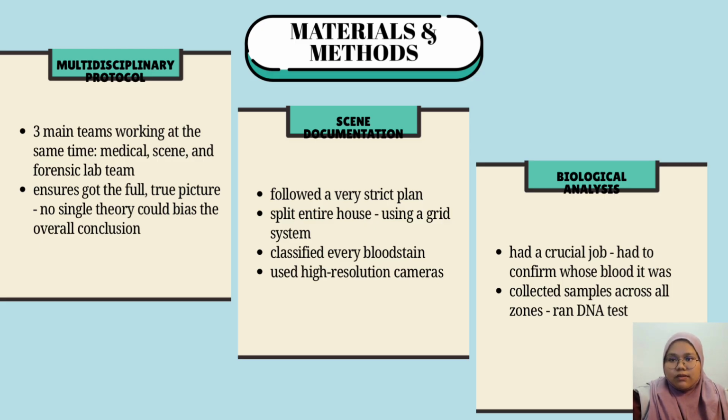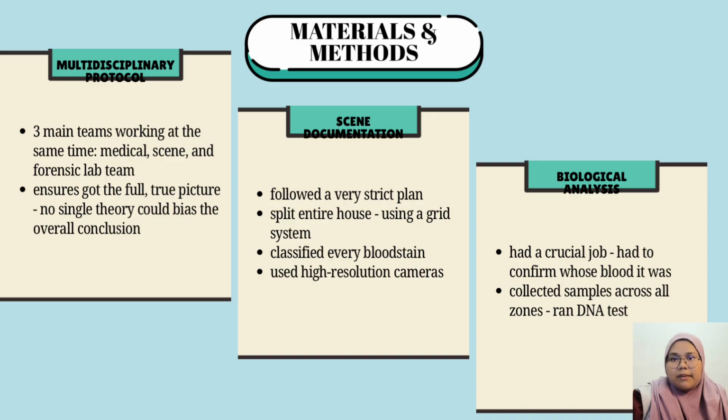The scene team followed a very strict plan. First, they split the entire house into zones using a grid system. This makes sure nothing is missed. Second, they classified every bloodstain. They noted if it was a simple drip, a smear, or a forceful spatter. And finally, they used a high-resolution camera for detailed imaging.